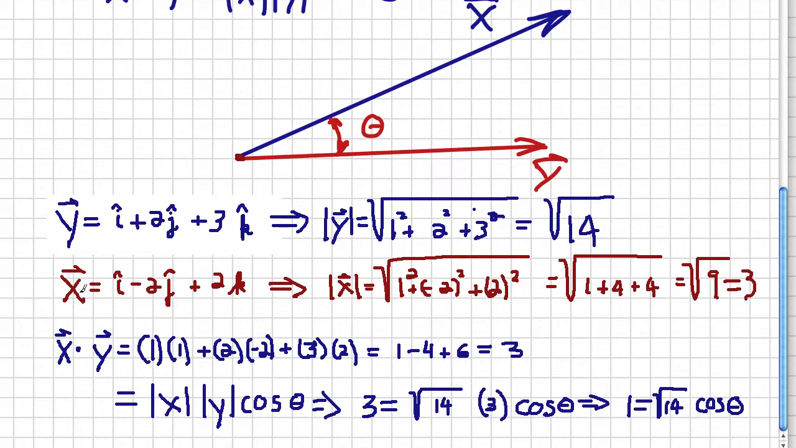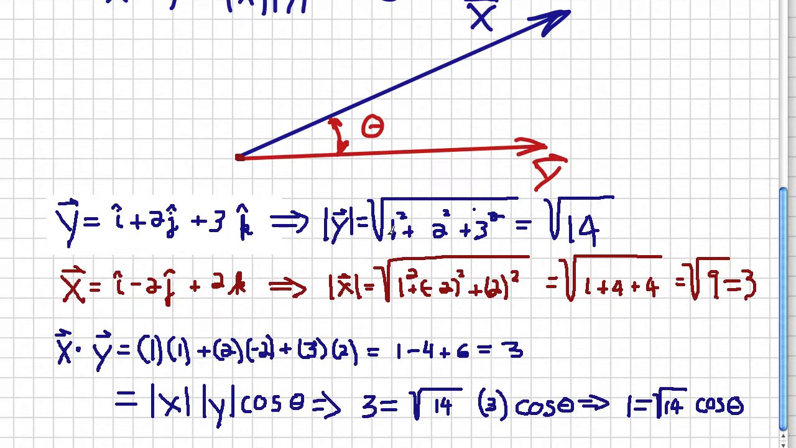Here I have my vectors x and y, and I'm going to use this as my example. I'm going to say that the y vector is equal to 1 times i plus 2 times j plus 3 times k, and the x vector is equal to 1 times i minus 2 times j plus 2 times k. So this is an example now. I compute the length, or the magnitude, of the y vector, and by the three-dimensional Pythagorean theorem, this is just equal to the square root of the sum of the squares of the coefficients of i, j, and k.